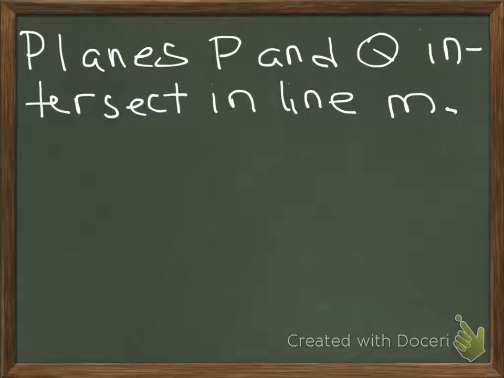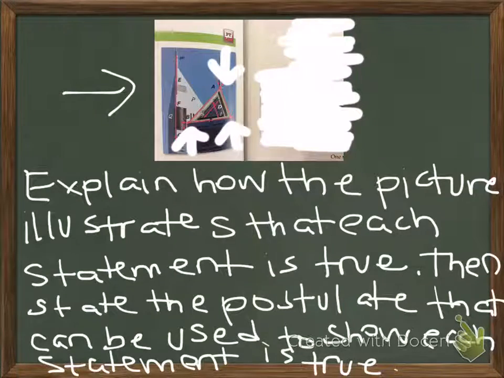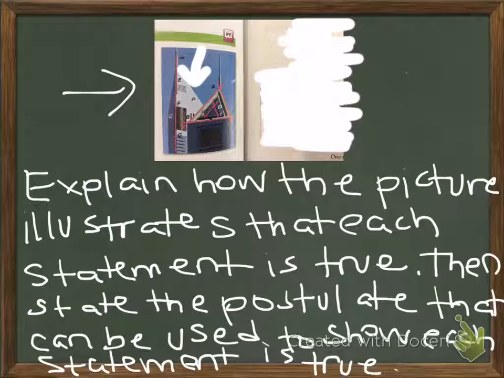The next one also comes from the picture. Planes P and Q intersect in line M. So plane P is going to be right here, and plane Q is over here. So it's saying that they intersect in line M, and you can clearly see that line M goes down here like this, and that's where they intersect. So we know that it's true.